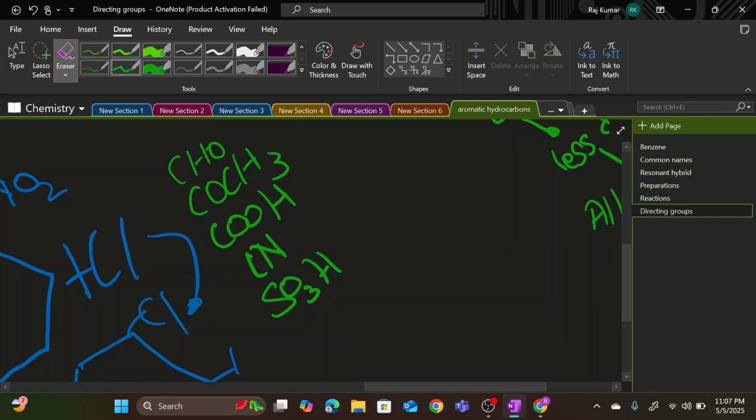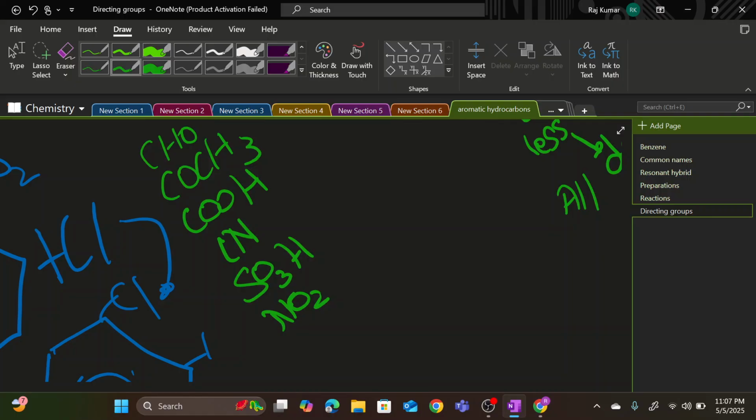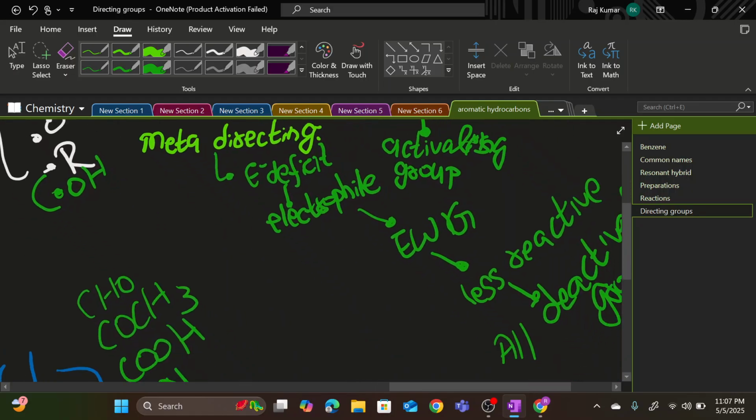There is the nitro group, and there is... so these are some examples. Also, OH group is also an example of the ortho-para-directing group.